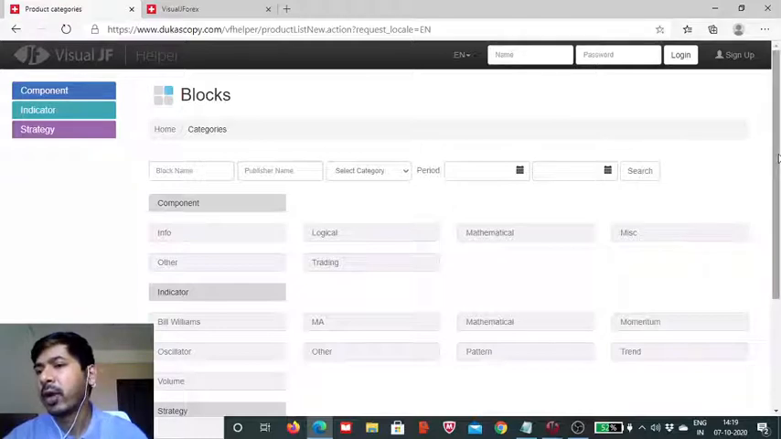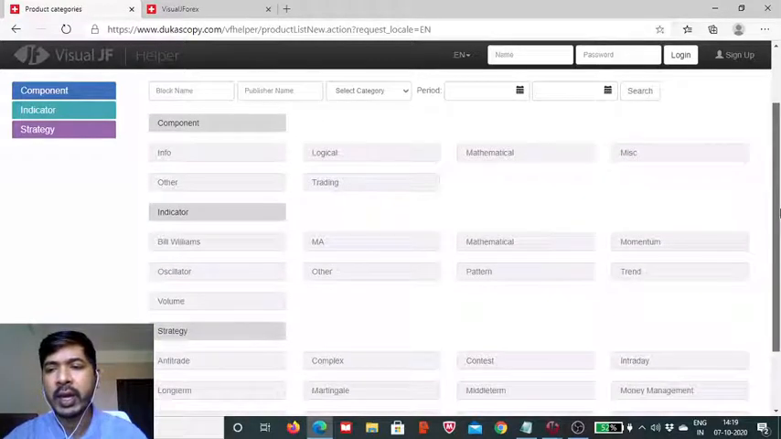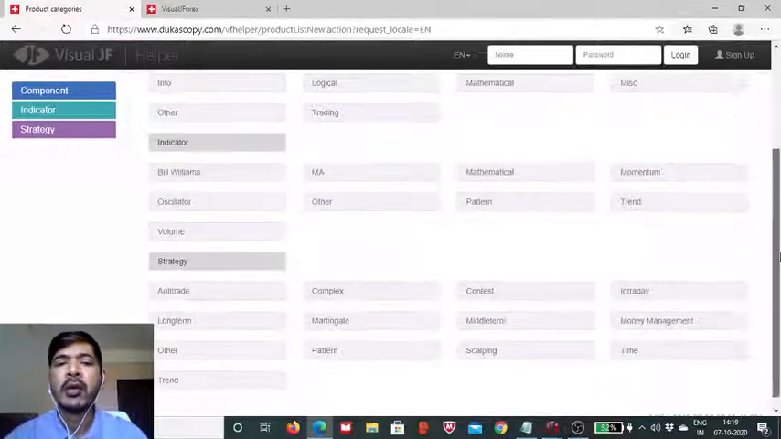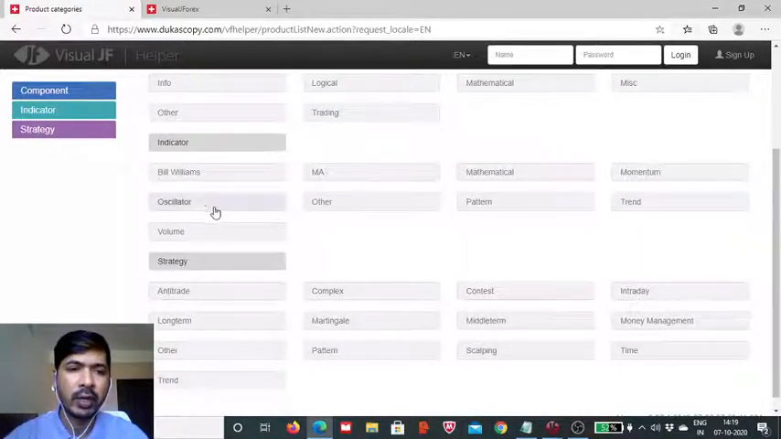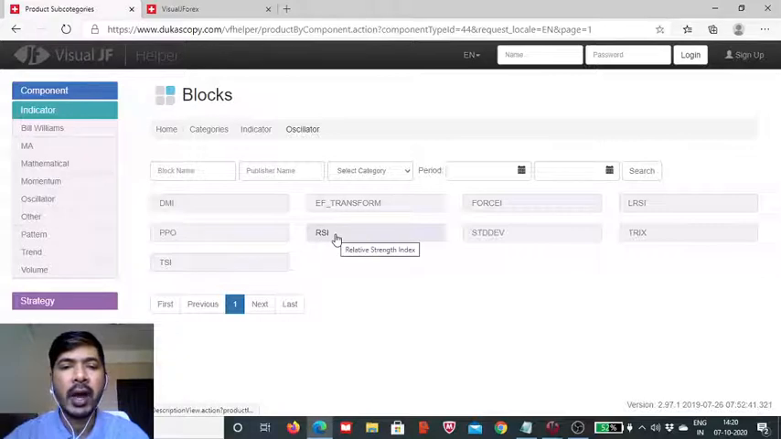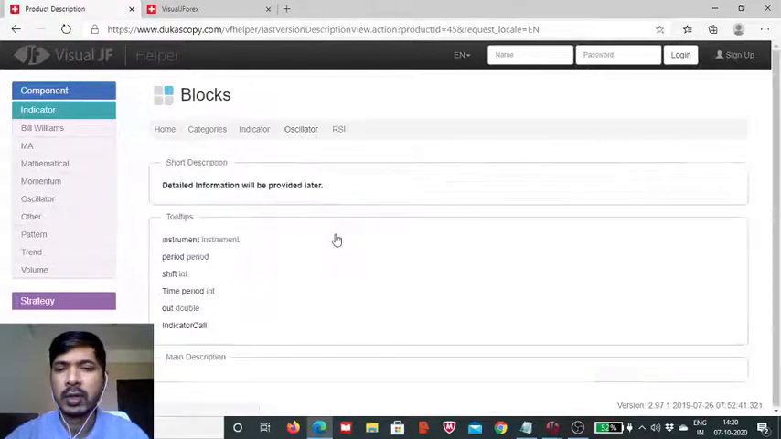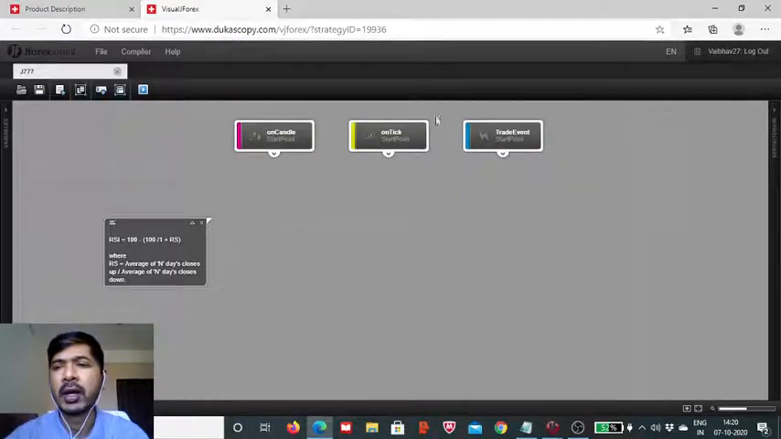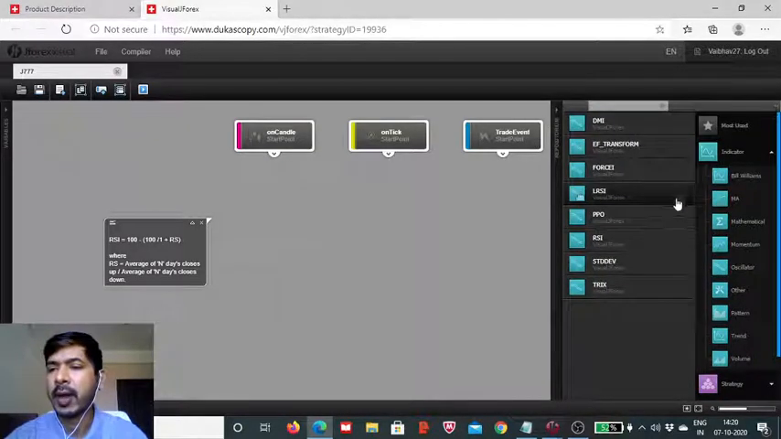And in today's session, we will see how we can use this indicator on the Visual JForex platform to design and develop automated trading algorithms which will bring us more profitable trades. So that's how we can use this indicator block. This is the RSI. We don't have the description here, so we straight away head to the Visual JForex board developed by Dukascopy Bank SA.